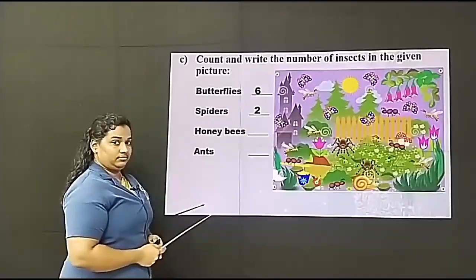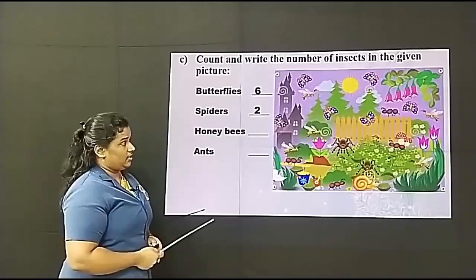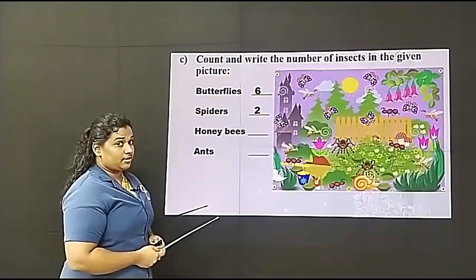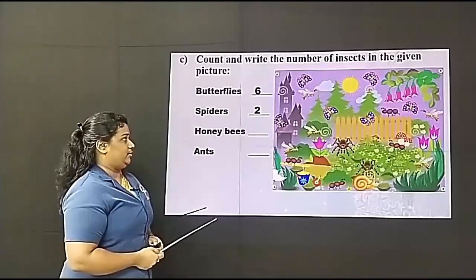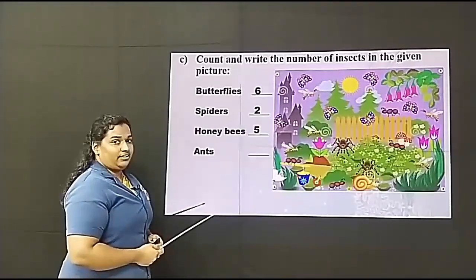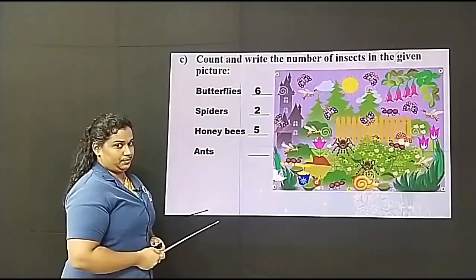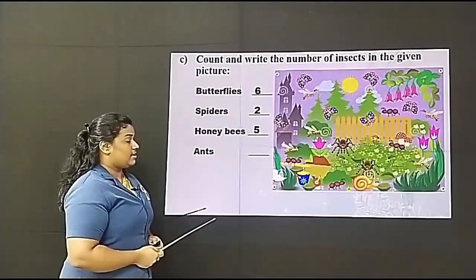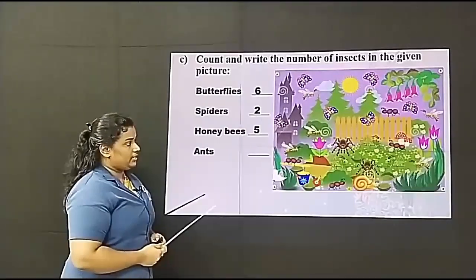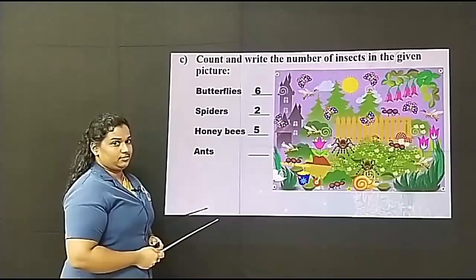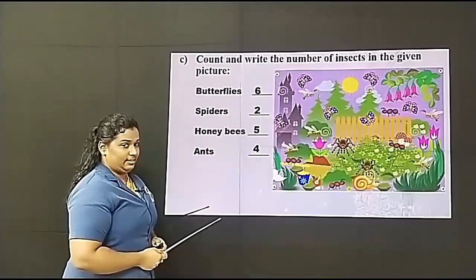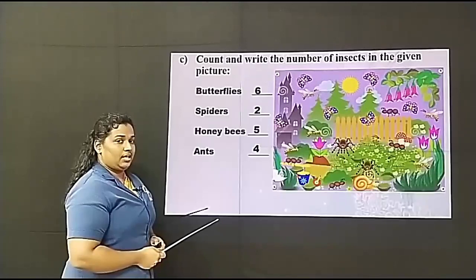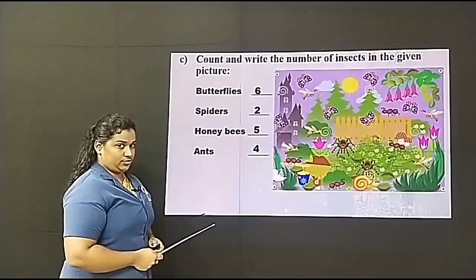Now third one, honeybees. Count how many honeybees are there in the picture. Very good. There are 5 honeybees in the picture. Now the last, ants. How many ants are there in the given picture? Yes, there are 4 ants in the given picture. Let's move to the next question.